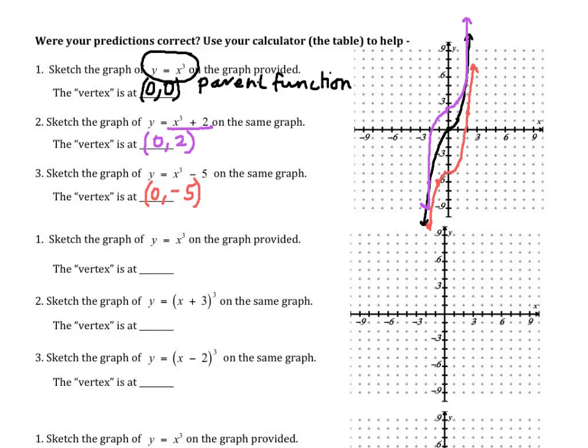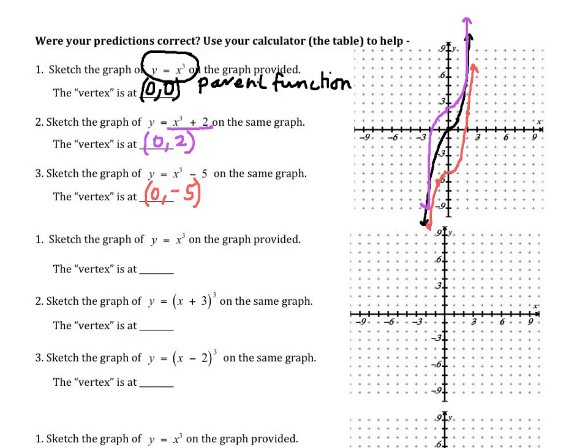So hopefully your graphs look like mine. I graphed x cubed plus 2 in purple, and the vertex, that's what would have been at the origin, was shifted up 2 and is now at 0, 2. On the third example, x cubed minus 5, it was shifted down 5 with the vertex at 0, -5. So notice over here, you've got your parent function in black, you've got your purple function that has the same general shape to it, it's still a cubic function, but it was shifted up from the origin 2. And then your function that's in red was shifted down from the origin 5.